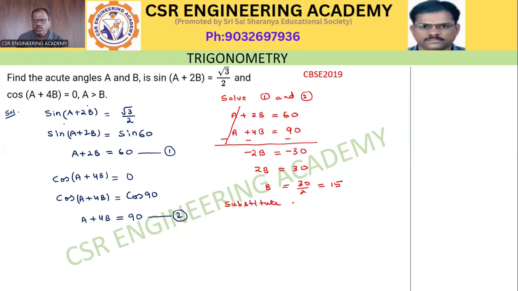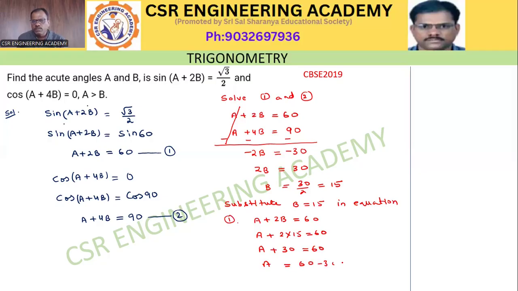Substitute B is equal to 15 in equation 1. A + 2B is equal to 60. A + 2 into 15 is equal to 60. A + 30 is equal to 60. A is equal to 60 minus 30, is equal to 30. Therefore, A is equal to 30, B is equal to 15.